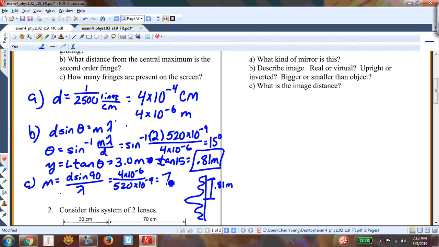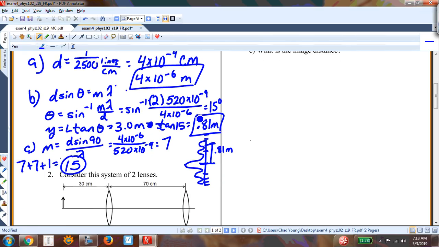That means that there are 7 on this side, 7 on that side, and then the 1 in the middle. So it's going to be 15. That's 7 plus 7 plus 1 is equal to 15. So that's the answer, 15. And then this 4 times 10 to the minus 6, so I'd take it in centimeters as well.